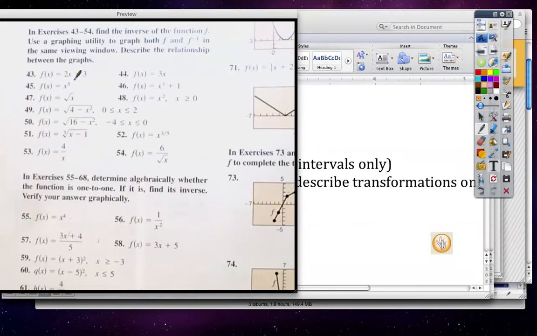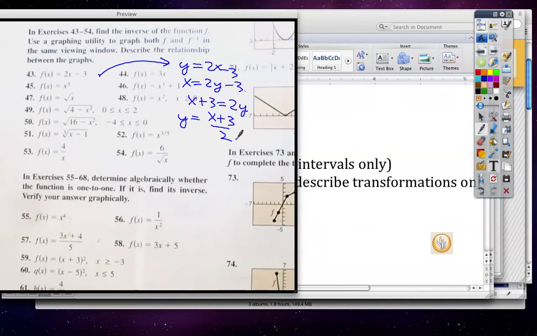Right. So we would say y, so this is over here. Y equals 2x minus 3. Then what? Switch the x and the y. Then what? Solve for y. X plus 3 equals 2y. Y equals x plus 3 over 2. F to the minus 1 of x equals x plus 3 over 2.